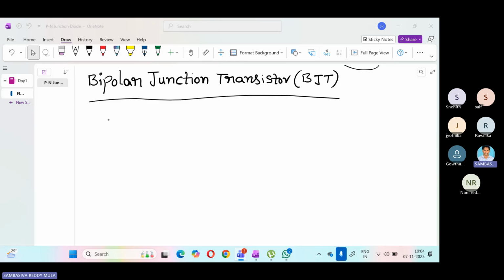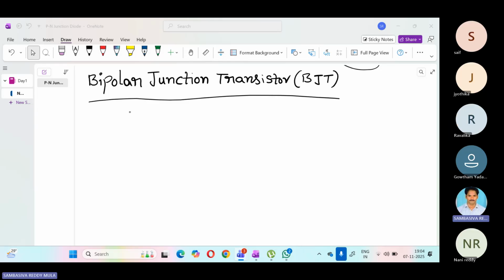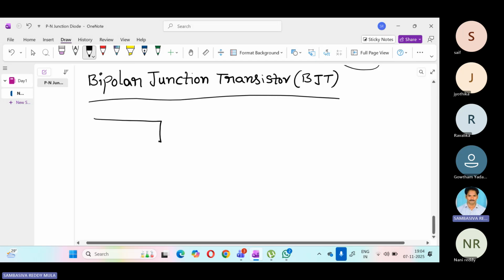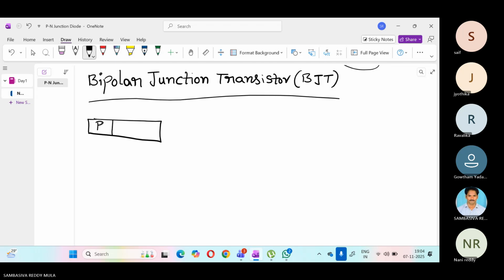So another semiconductor device, the bipolar junction transistor. It consists of two PN junction diodes. So the BJT was formed by two PN junctions, P, N, P, or N, P, N. Okay, bipolar. So bipolar junction transistor, simply we term it as BJT.